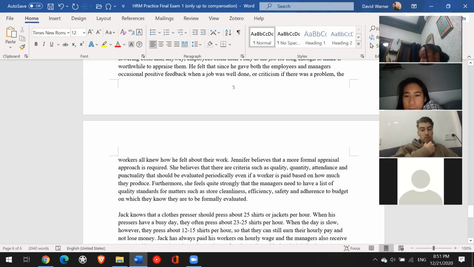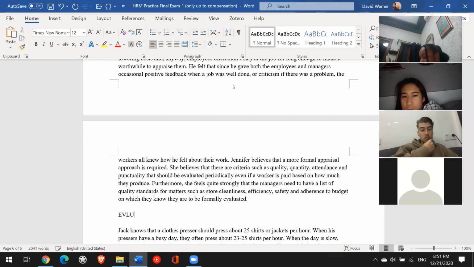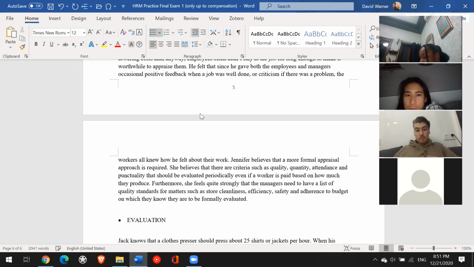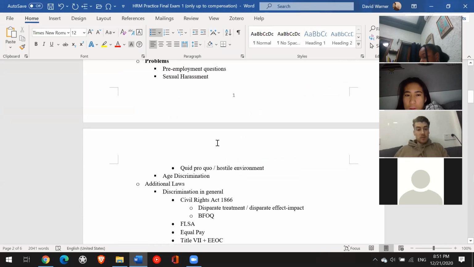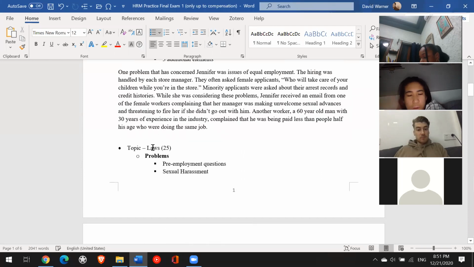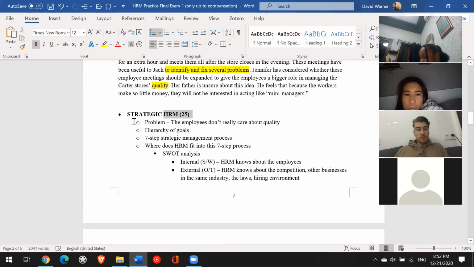Okay, so here we're talking about evaluation. Now, I'll let you in on a secret about the final exam, and it should be pretty obvious, but I'll just say it. These are the areas that are on the final exam. This is what we studied in class. So the final exam is 100% going to have something with laws, no question. It's going to have something with strategic HRM.